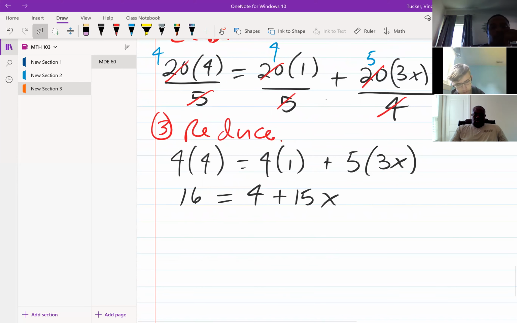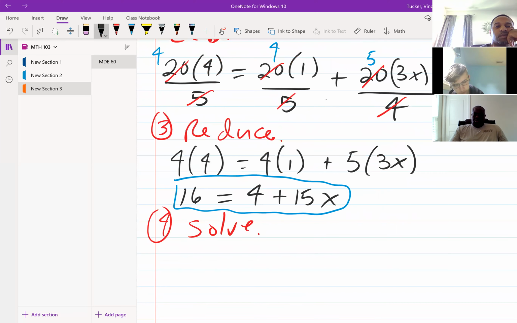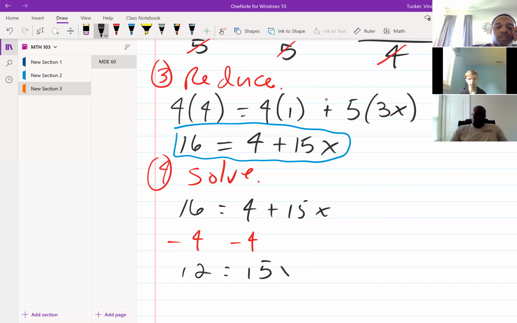All right. So now we can go ahead and solve. That will be a final step. Go ahead and solve, because now we have a regular equation. And we would take the same thought process that we had up to this point. Subtract 4 from both sides. 12 equals 15x.